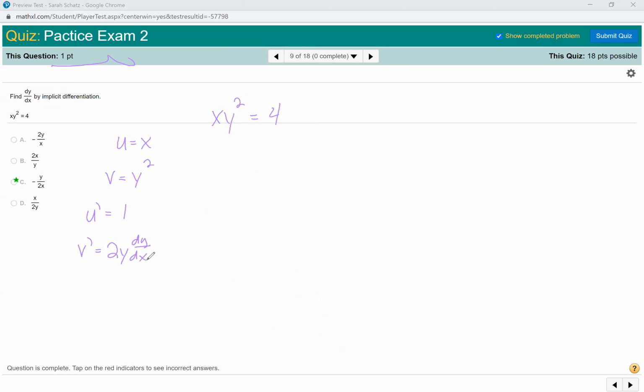So let's put it together. We get x times 2y dy dx plus y squared times 1 equals 4. So remember, you're just trying to get dy dx by itself here. So let's go ahead and subtract y squared from both sides and get x times 2y dy dx equals 4 minus, oh guys, what am I doing?